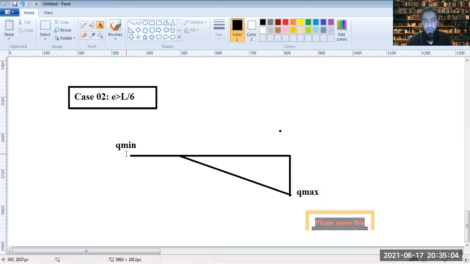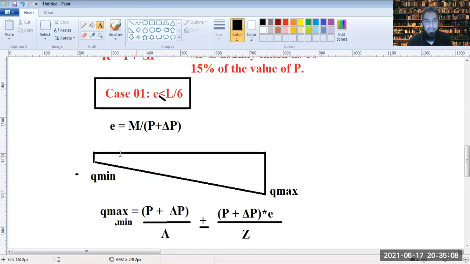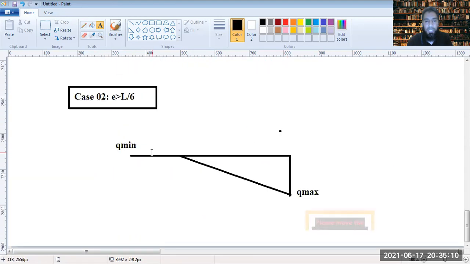So not the whole of the soil is in contact with the footing. Now what is Q minimum here? It corresponds to 0 at a particular location. Now, how do you define that?